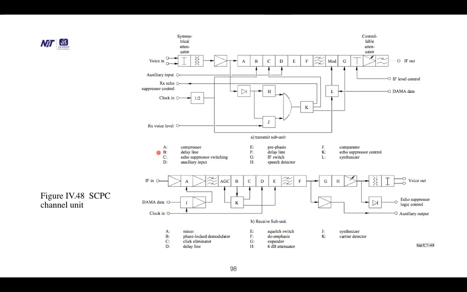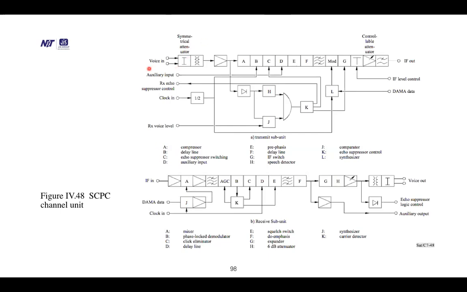FDM FM with companding. Companding, we know, compensates the non-linear effect of amplification. Due to this companding, the amplification of the lower frequency component and higher frequency component is moderated so that uniformity is maintained. So this is the circuit diagram of SCPC, detailed circuit diagram.